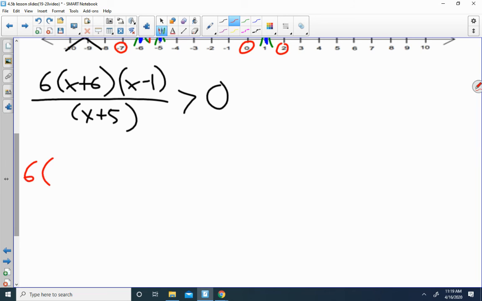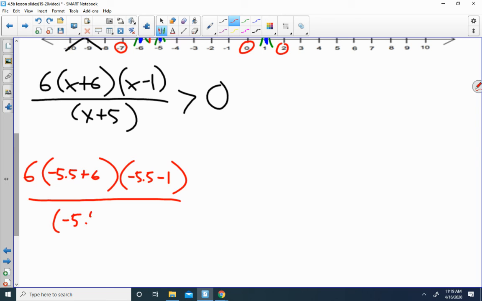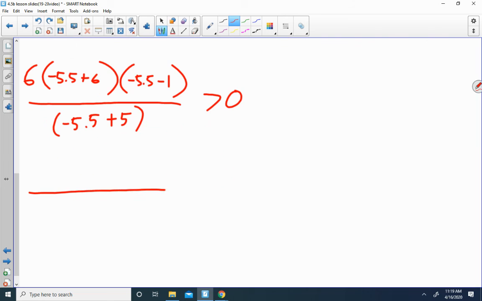So 6 times (-5.5 plus 6), and then (-5.5 minus 1), all over (-5.5 plus 5), and all that greater than 0. Woohoo! Yeah, please, grab your calculators.